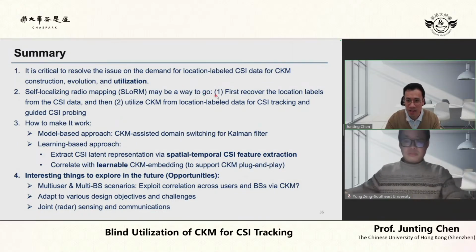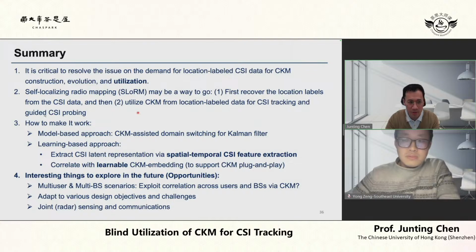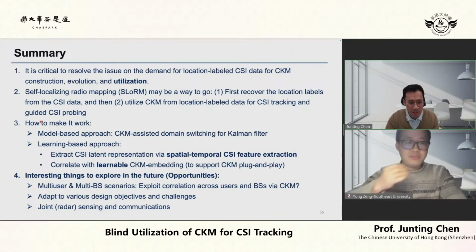So the philosophy is that we first recover the location labels from a large amount of CSI data, and then we utilize CKM from the location-labeled data for CSI tracking and guided CSI probing. The tools to make it work include a model-based approach that we have introduced. We introduced a CKM-assisted domain switching for Kalman filtering.